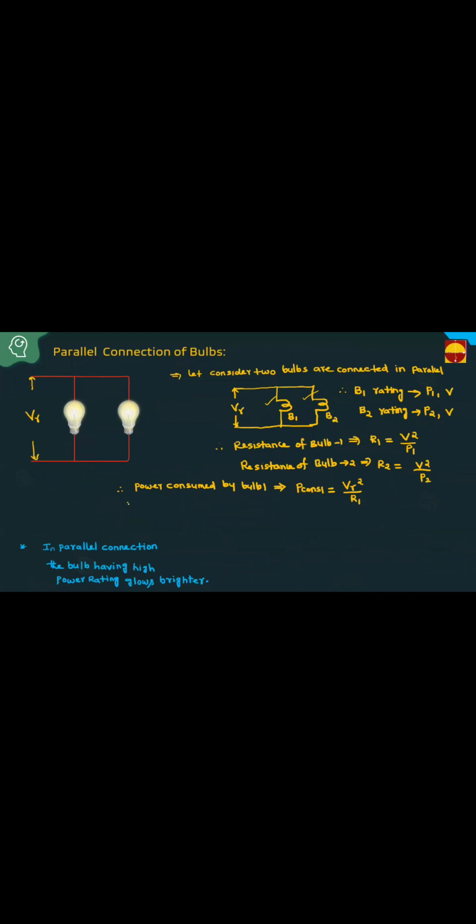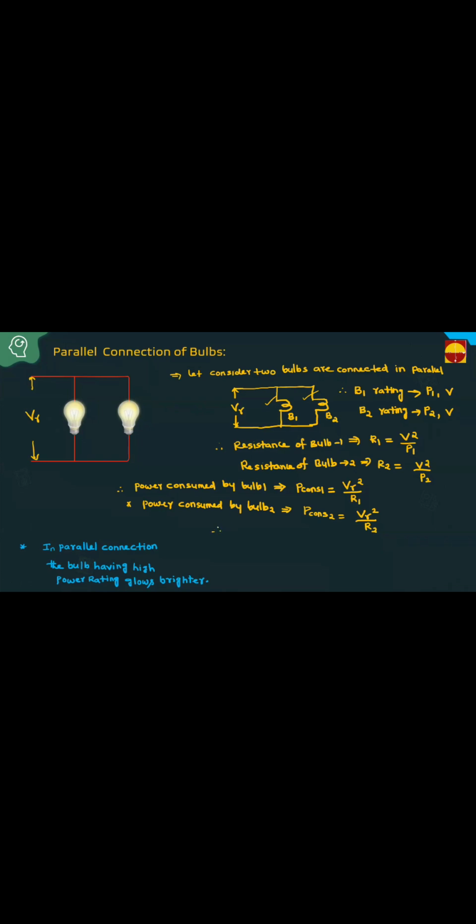What is the power consumed by bulb 2? If you have to write in terms of current, you have to calculate each bulb's current. But voltages are equal, that's why I'm taking this one. That is VR square by R2. Then what is the observation here?